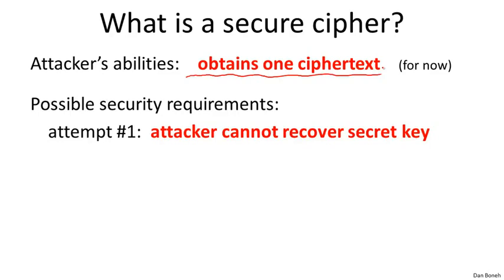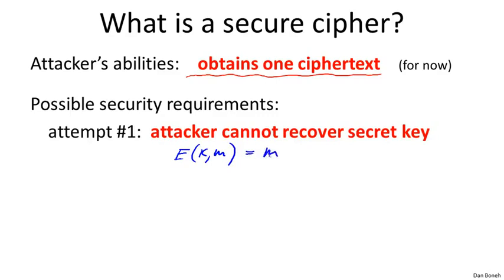The first definition that comes to mind is to say, well, maybe we want to require that the attacker can't actually recover the secret key. Given the ciphertext, he shouldn't be able to recover the secret key. But that's a terrible definition, because think about the following brilliant cipher. The way we encrypt a message using a key k is we just output the message. Okay, this is a brilliant cipher.